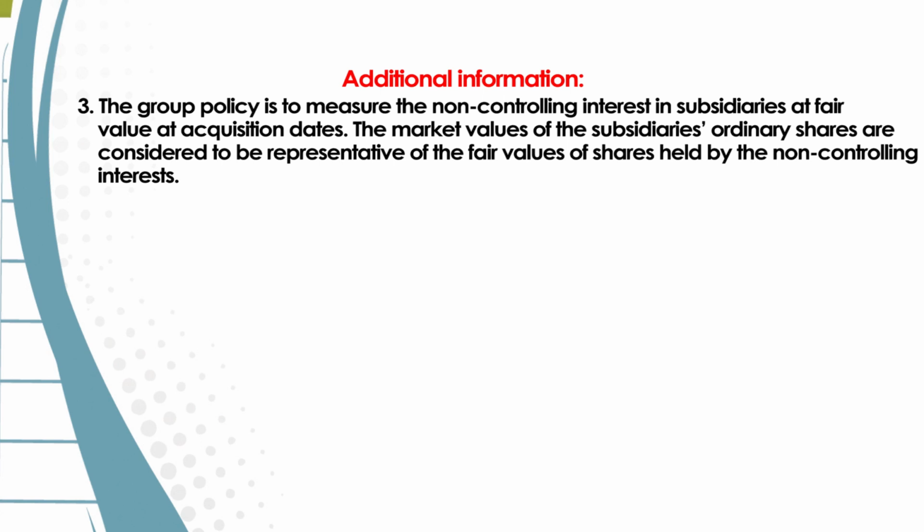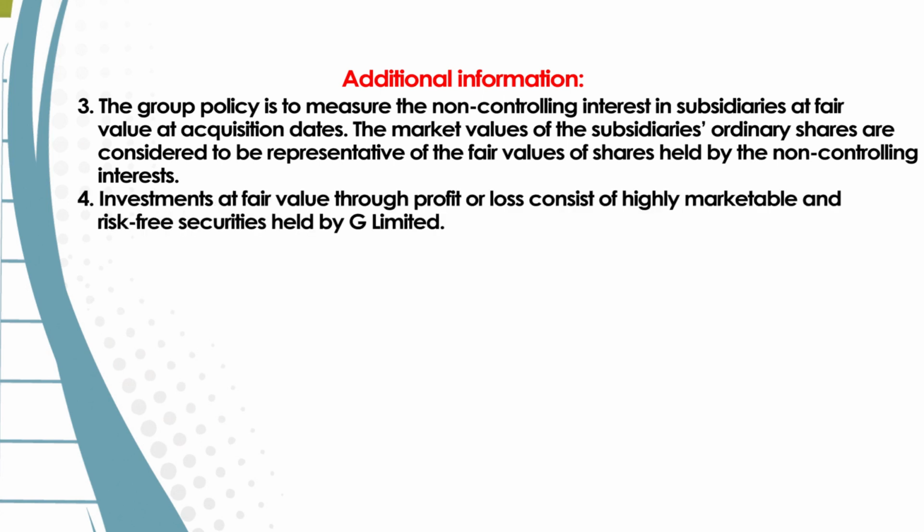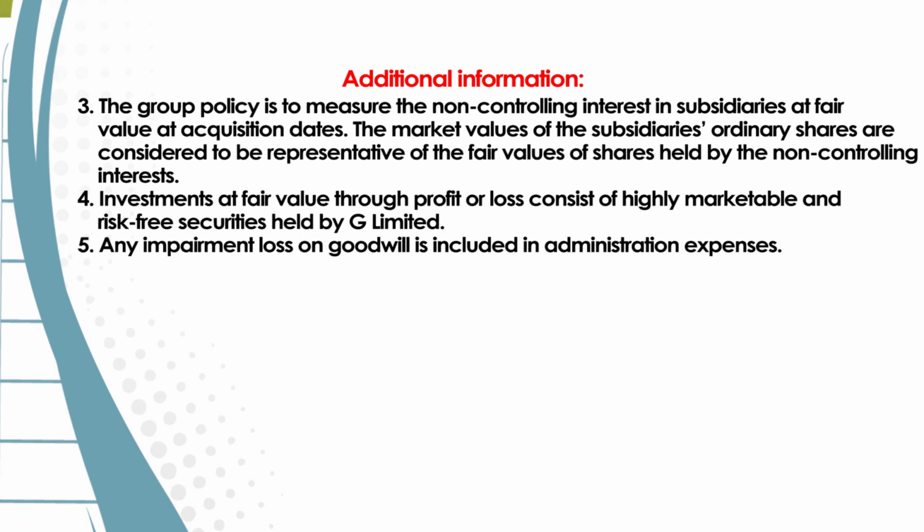And then number 4, we are told investment at fair value through profit and loss consists of highly marketable and risk-free securities held by G Limited. So in other terms, what that means is that the investment at fair value through profit and loss, which is part of the current assets, is part of the cash equivalent. That is part of the cash what? Equivalent.